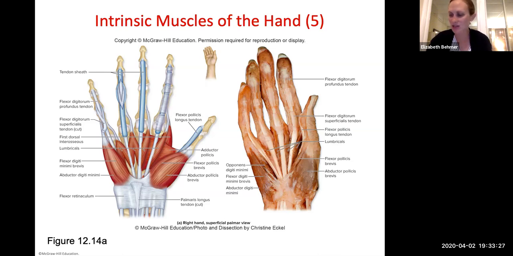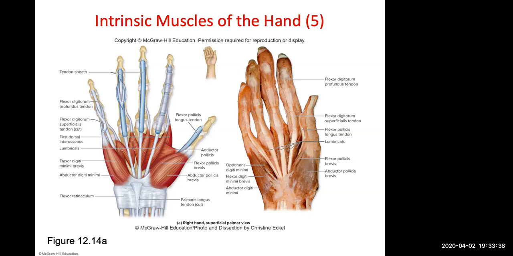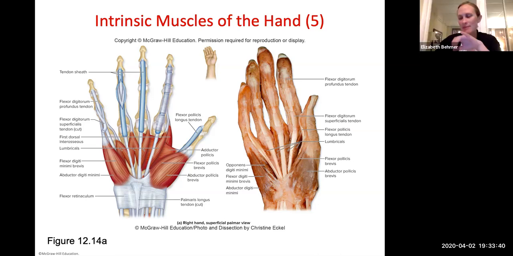What's the action of your abductor digiti minimi muscle? What do you guys think is the answer to number 5? That's to extend your pinky. Yep, so abduction, your pinky, and abduction and adduction in your hands. If you think of your middle finger as the midline, abduction is moving it away from midline and adduction is moving it back. So the abductor digiti minimi is pinky finger abduction.